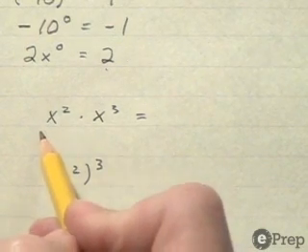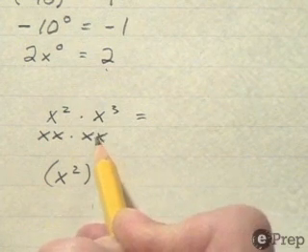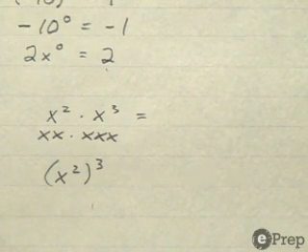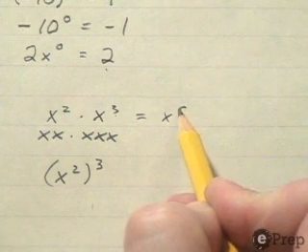x squared means x times x, and x cubed means x times x times x. So if you actually expand it and take a look at it, you can see the 5 x's here. And that might remind you what the rule is, that you're going to add the exponents in this case, so it becomes x to the 5th.